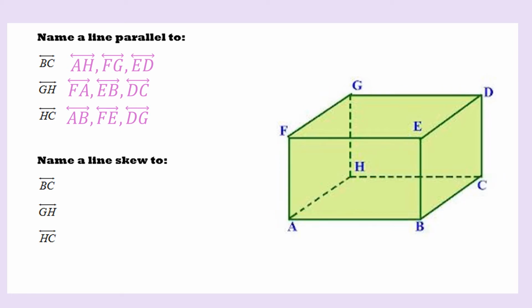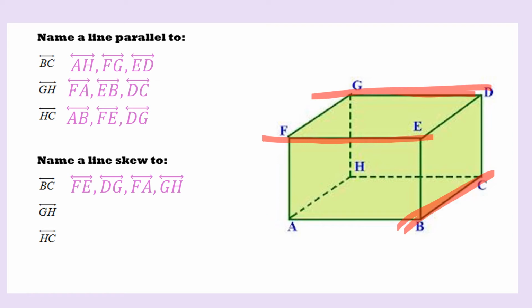Name a line skew to BC. So here's BC. Skew would be something that doesn't intersect it. Okay, so we could do FE, which would be here, DG, which would be here, FA, which would be here, they're never going to intersect, and GH, which would be there.